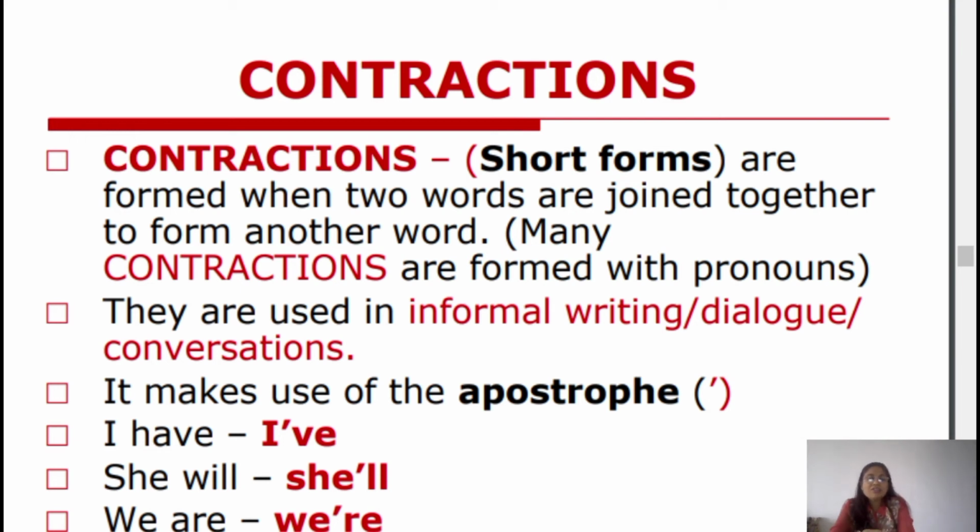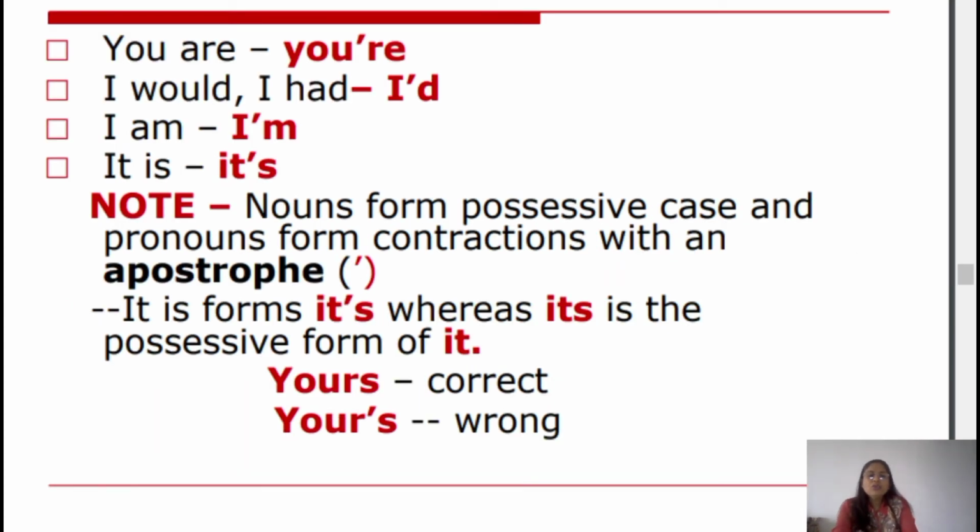I have changes to I've, she will turns into she'll, we are changes to we're, you are changes to you're, I would and I had change to I'd, I am changes to I'm, it is turns into it's. So nouns form possessive case and pronouns form contractions when we make use of the apostrophe. So this is something we really need to keep in mind in order to avoid making mistakes. It's forms it is, whereas its is the possessive form of it.